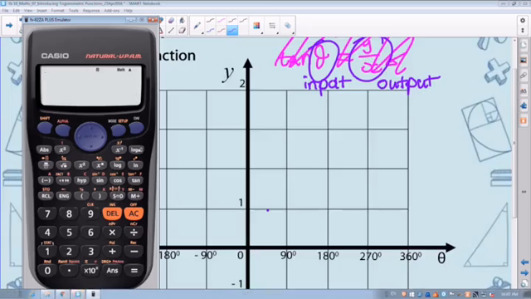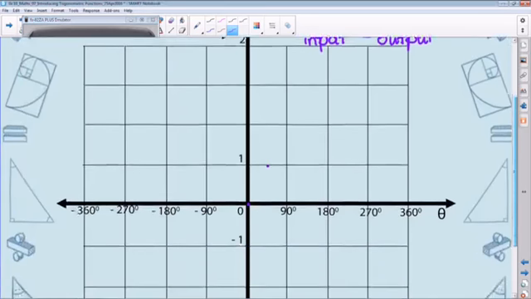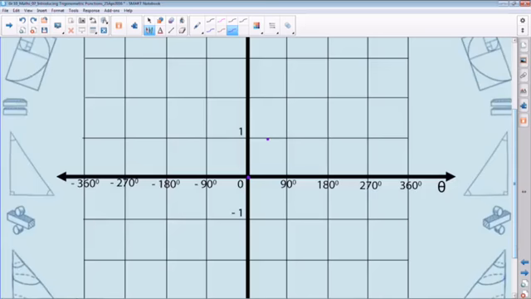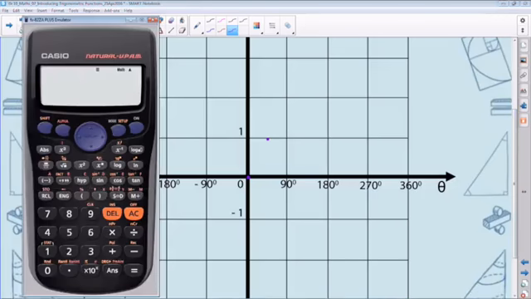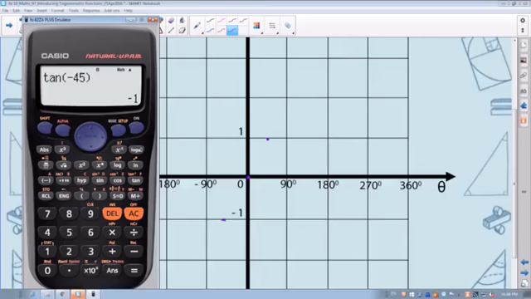And let's go back to our calculator and plot tan of 0 degrees. And it equals 0. Do you want to guess what tan of negative 45 degrees is? Let's see. Tan of negative 45 degrees. And we press equals. It's equal to negative 1. Now let's see what tan of 90 degrees is. Close our brackets, equals, oh dear, math error.